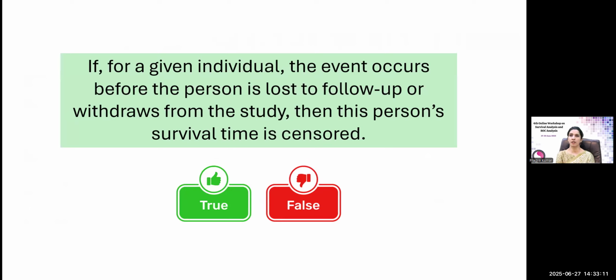Okay. So now coming to this question. For a given individual, the event occurs before the person is lost to follow up or withdraws from the study, then this person's survival time is censored. Is it true or false? Please read the statement carefully. Remember Dr. Tania's study. She has said that the event has happened at 5 years. So this person's survival time is not censored. This is the true survival time. So this is false.